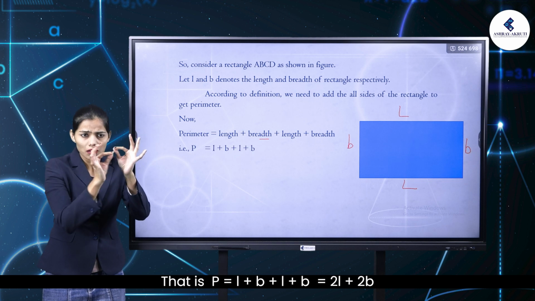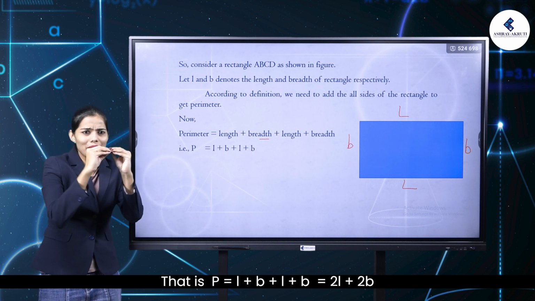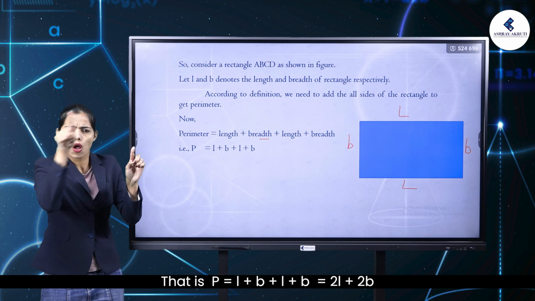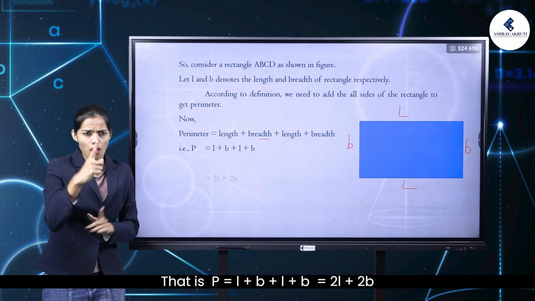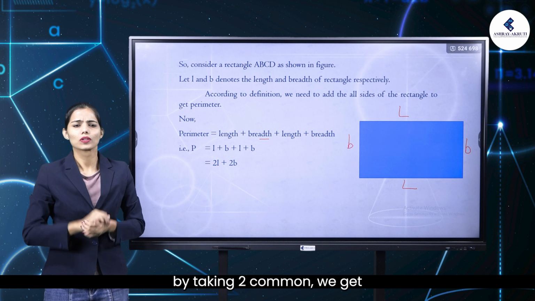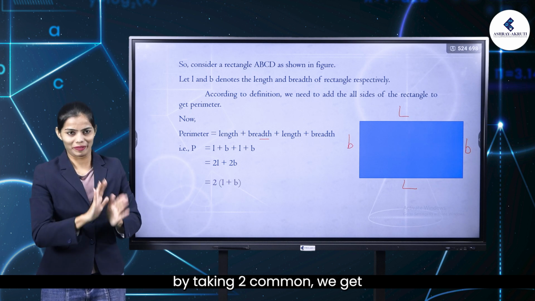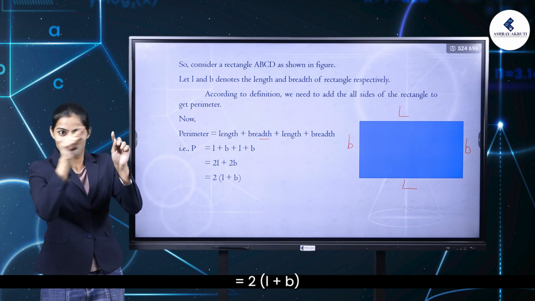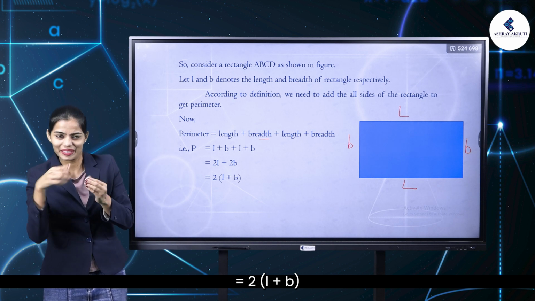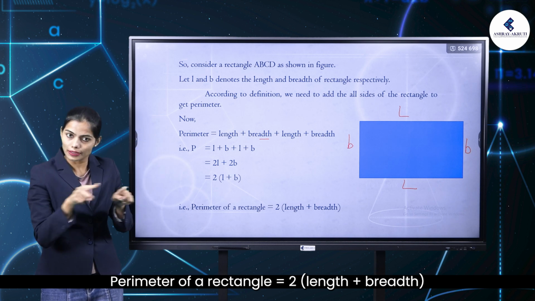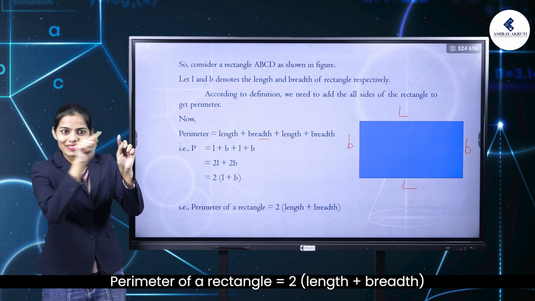That is, P is equal to length plus breadth plus length plus breadth, is equal to 2 length plus 2 breadth. By taking 2 common, we get 2 into length plus breadth. That is, perimeter of a rectangle is equal to 2 times length plus breadth.